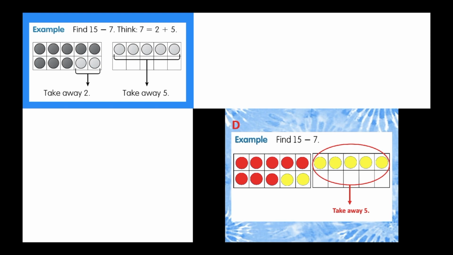Just like 15 minus 5 is equal to 10. Now, how many more counters do I need to take away? I've taken away 5, but my subtraction sentence says 15 minus 7, and I've only taken away 5 so far. Great job, that's right. I need to take away 2 more counters. I took away 5, and I needed to take away 7, so I took 2 more counters away because 2 and 5 equals 7.